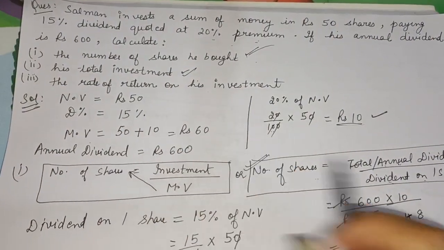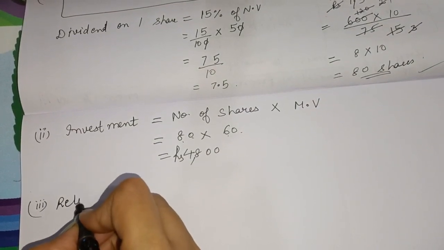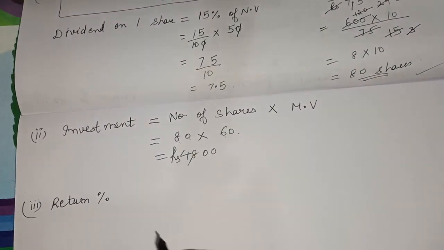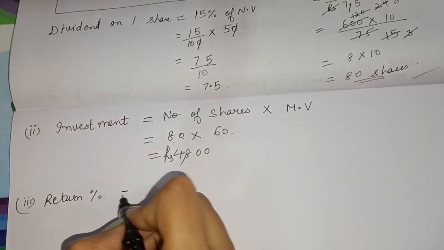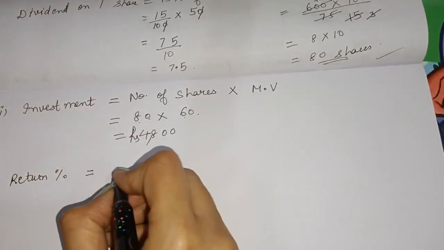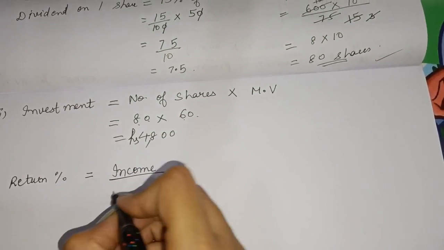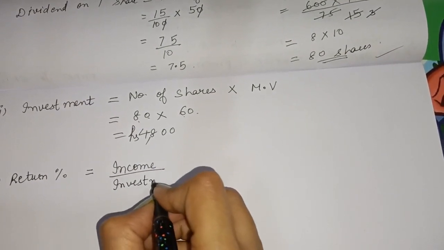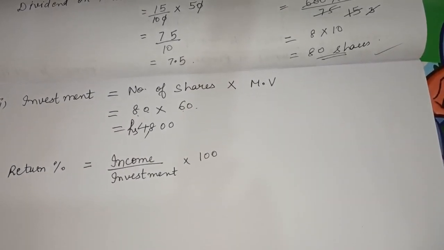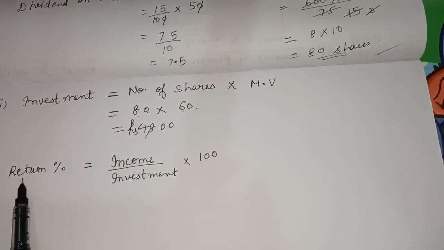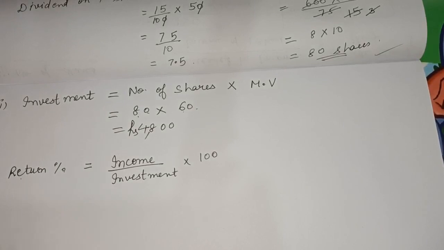The rate of return. Rate means percentage. Percentage we have to find of return percent means profit percent. For this also direct formula we know. What was the formula? I hope every one of you remembers. So the formula is income by investment into 100. See, all these formulas, while discussing the formulas, I have already given you. So rate percent means profit percent, return percent means profit percent, or income percent also.